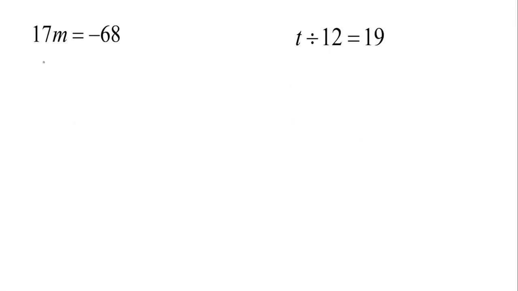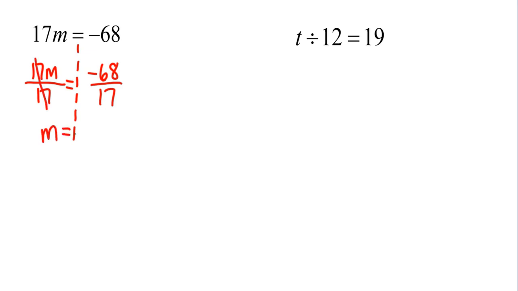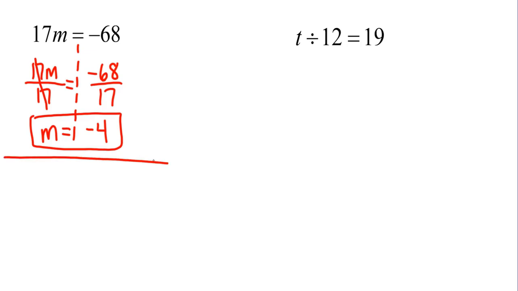A couple more. 17m equals negative 68. So again, divide my equation into its two parts. 17 times m equals negative 68. This is multiplication, so I want to undo that. So the opposite of multiplying by 17 is dividing by 17. So I'm going to divide both sides of this equation by 17 to solve it. 17 times m divided by 17, these cancel each other out, and all I'm left with is 1m. Negative 68 divided by 17 is negative 4. M equals negative 4 is my solution.